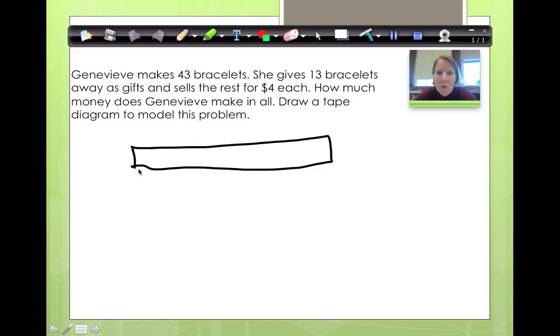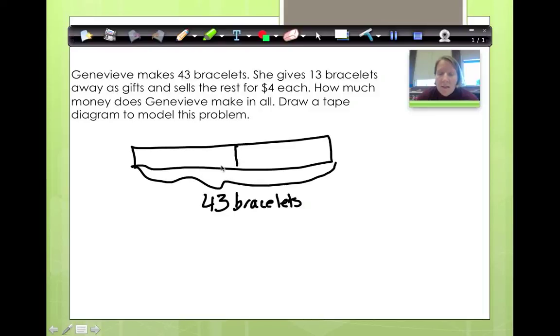Okay, so my total was how many she made total, which would be 43 bracelets is the total, right? Okay, so this is our total, but she gives 13 away. Okay, so this many she gives away. I'm going to write bracelets. But we got to find out how many more that she has so we know how many we can divide it up into for the $4, right?